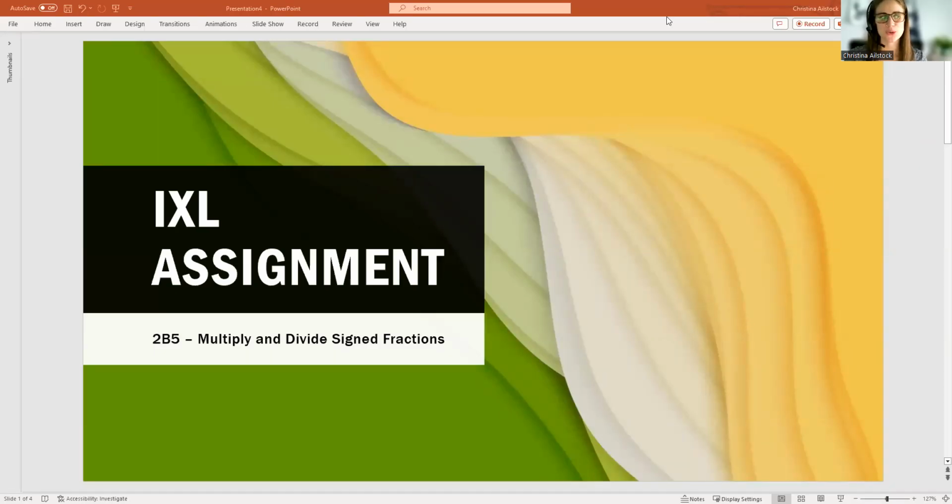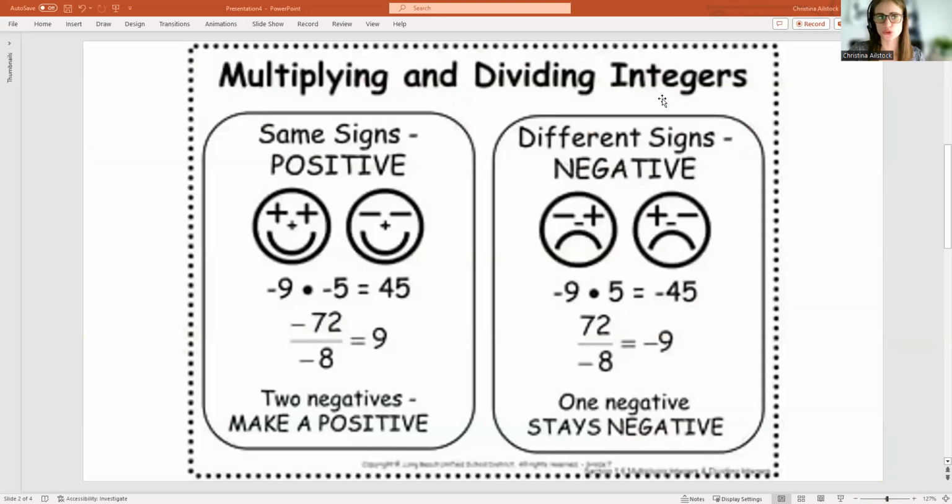Hello. Today we're going to work on IXL assignment 2B5, multiply and divide signed fractions. First, let's refresh our memory on the rules for multiplying integers, because that's what it means by signed fractions. There will be some fractions that are positive and some fractions that are negative. So we're working with rational numbers.